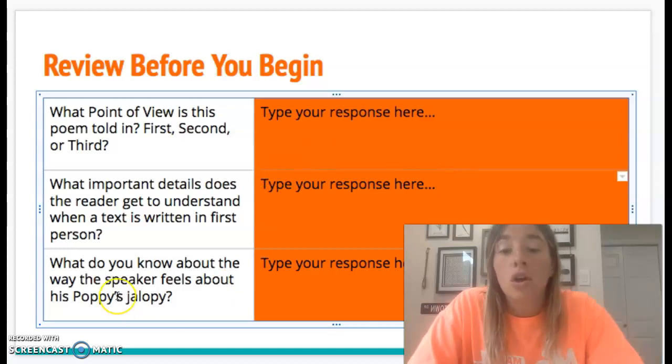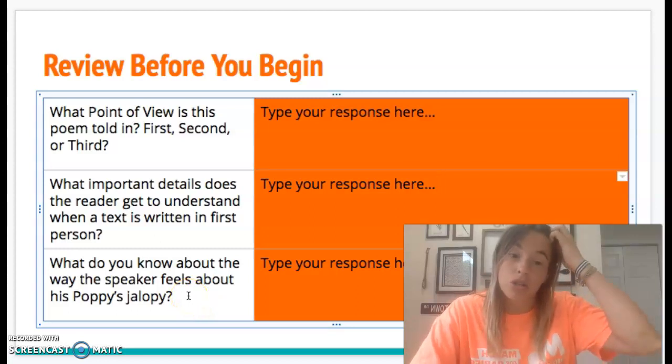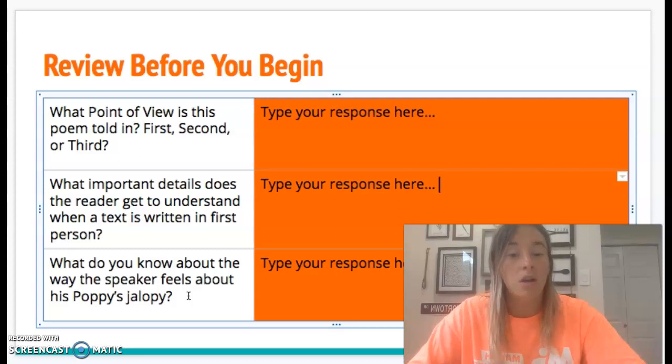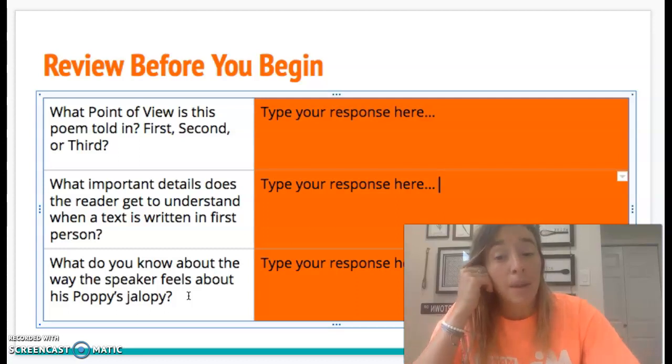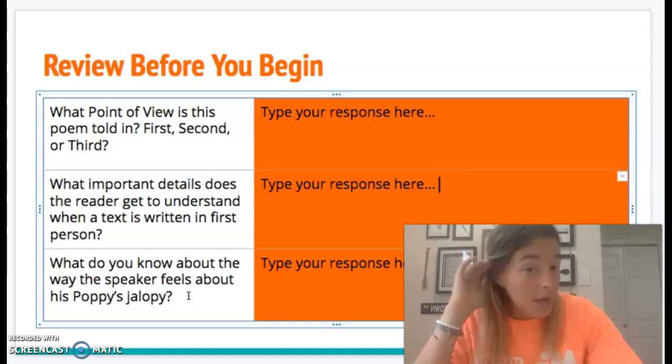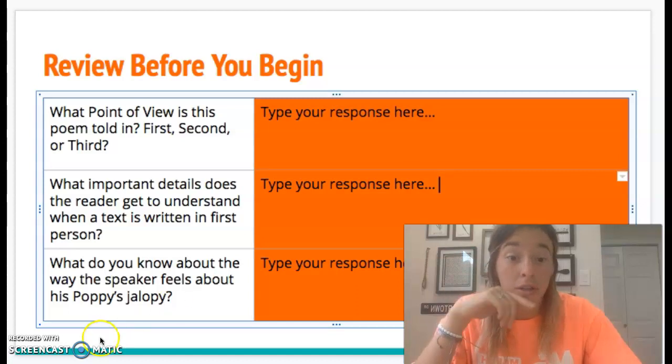What do you know about the way the speaker feels about his Poppy's Jalopy? Yesterday you answered a couple of questions, and one of those questions was centered around how the speaker feels about the jalopy. So this should be something that you've already done. Please feel free to go back to yesterday's work, review what you wrote, and you can answer these questions using the stuff you did yesterday.